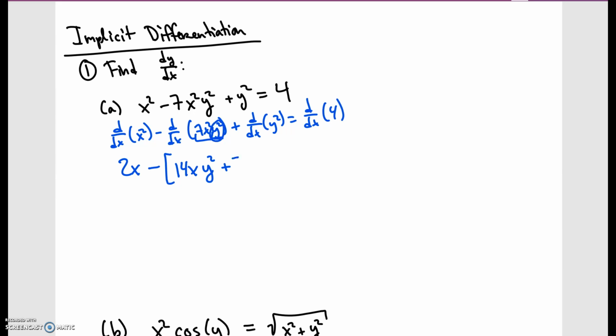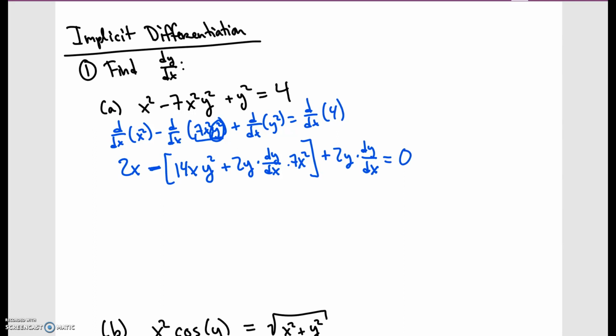So the derivative of y squared is going to be 2y. But since I just took the derivative of y with respect to x, I'm going to add a dy over dx. So every single time we take a derivative of y, we multiply by a dy dx. And now I'm going to leave the 7x squared by itself. I'm putting this in brackets because we have a minus on the outside and we have to distribute that in the end. Now the third term, plus d over dx of y squared, that's going to be 2y. Since we just took the derivative of y, we multiply by dy over dx. And then the derivative of 4 is just going to be 0.